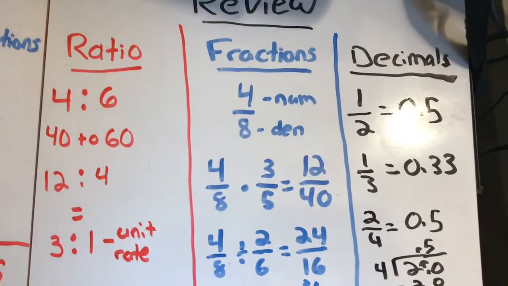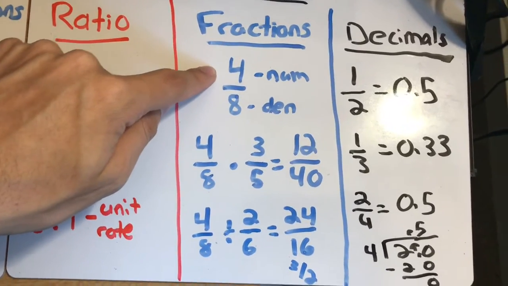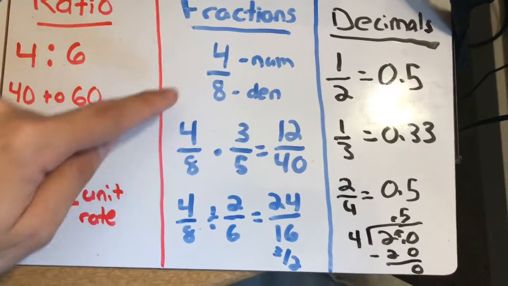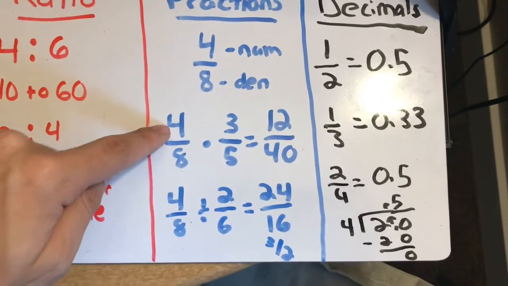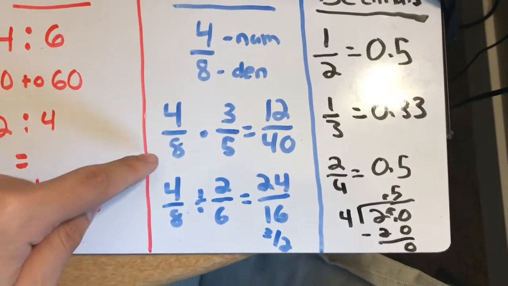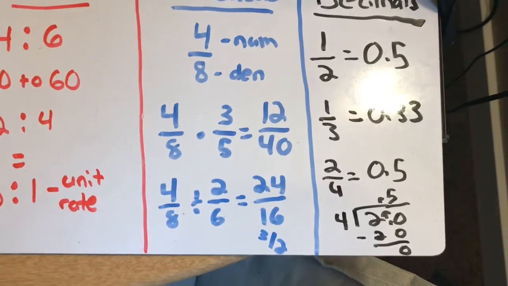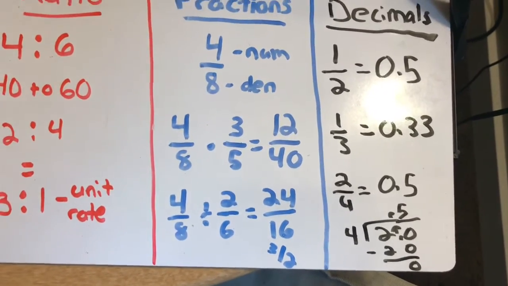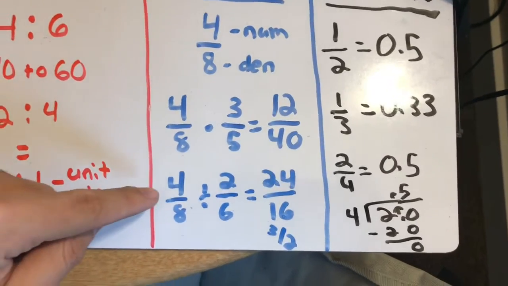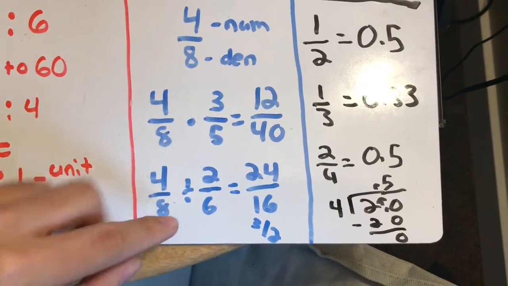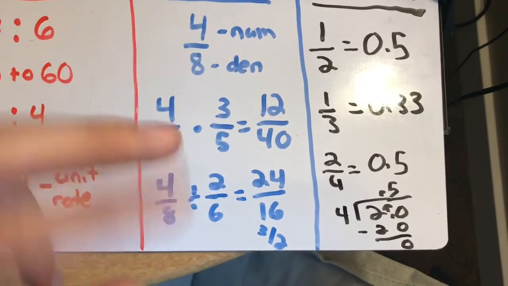Fractions, a quick fraction review. You have the numerator on top, denominator on bottom. When you multiply fractions, you multiply straight across. So 4 times 3 gives you 12, 8 times 5 gives you 40. Now you could simplify this by dividing by 4 to get 3/10. And then when you divide fractions, you want to use the reciprocal, the flip method.